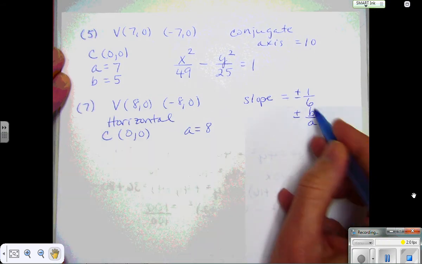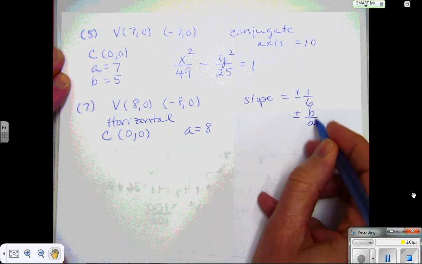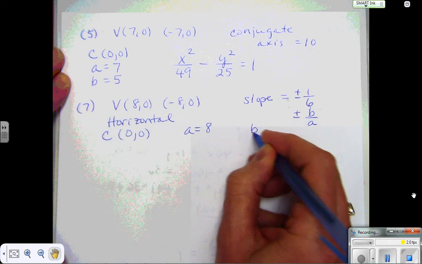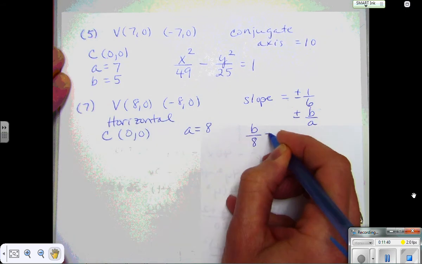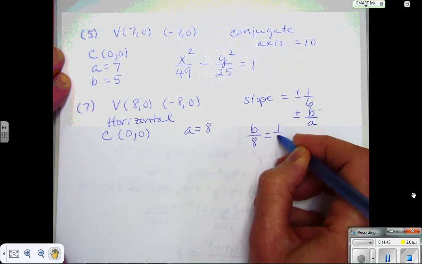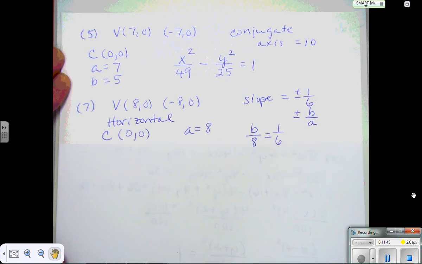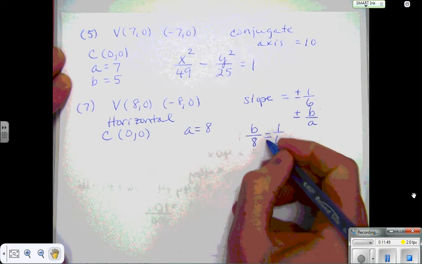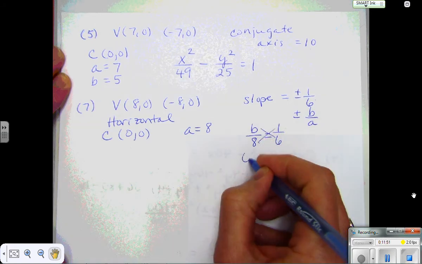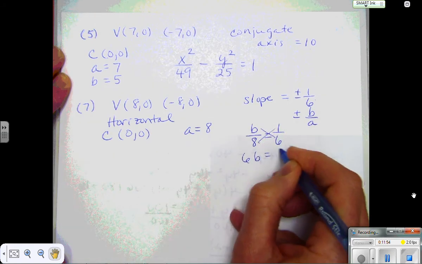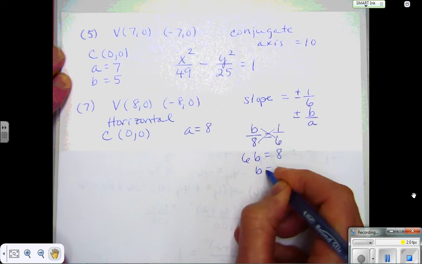So we're going to use B over A. I don't know what B is. I know that A is 8, and it's going to equal the slope, because I know that when it reduces, that's what it's going to reduce to. So you're going to set up a proportion to help you solve for the B. Do your cross products. 6b equals 8, and b is going to be 4/3.